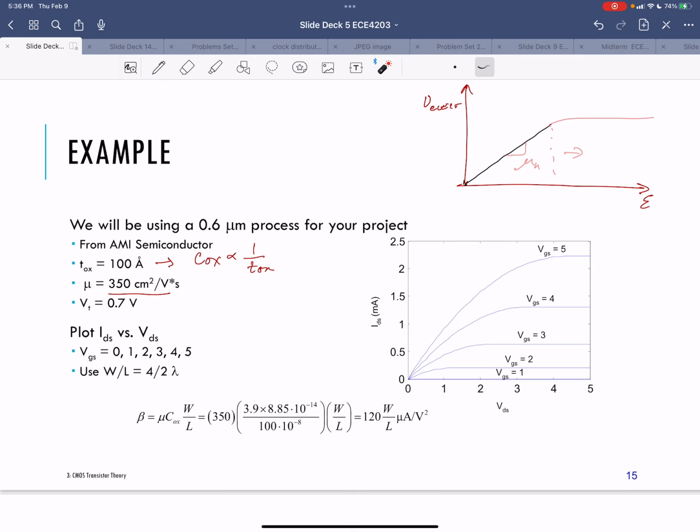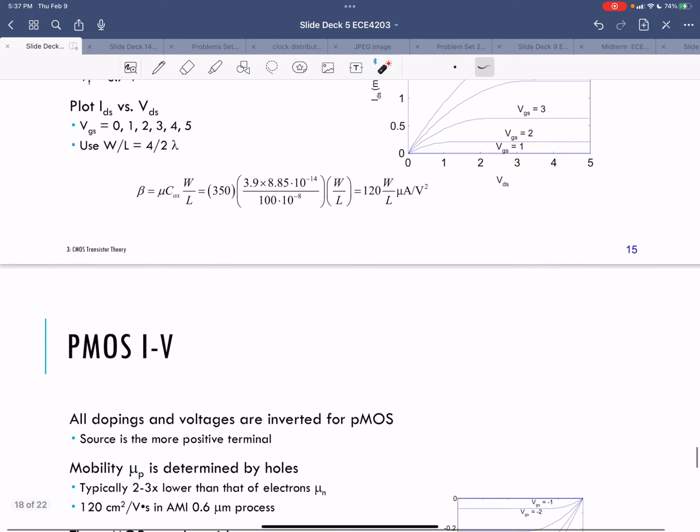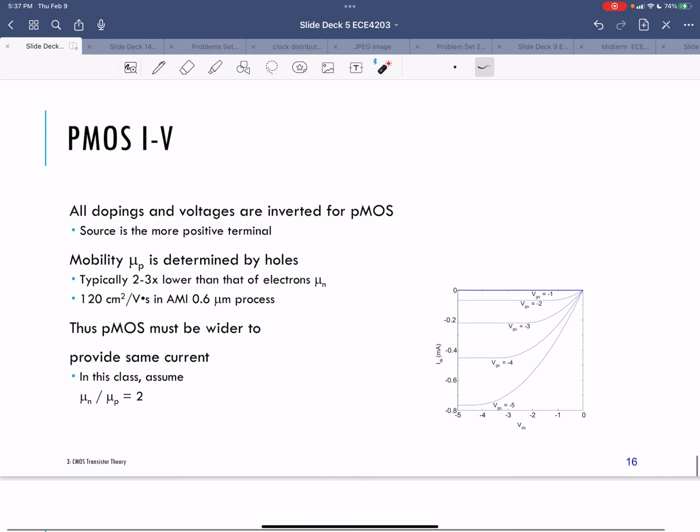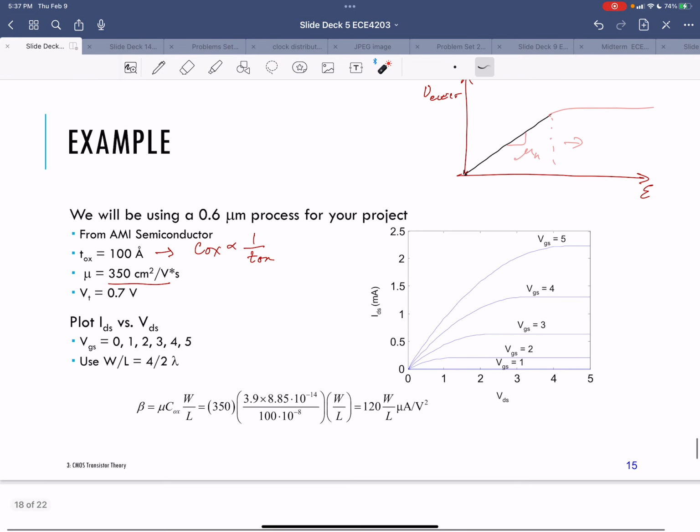This probably isn't going to look as nice for your simulation. Your simulations, instead of this going like this and being flat, might look like that, something like that. And we'll see why that is. But this is the first order model of an NMOS transistor.